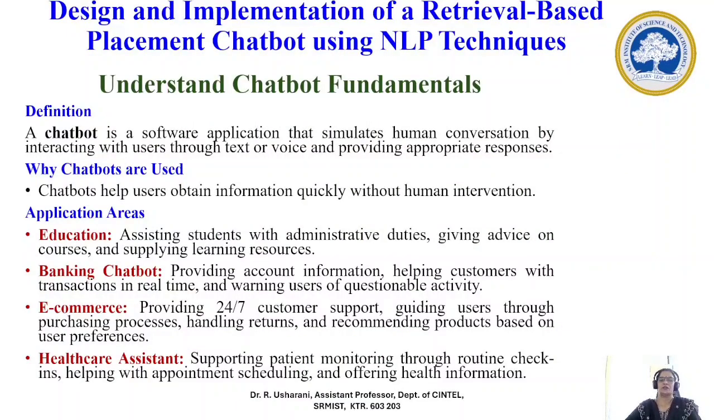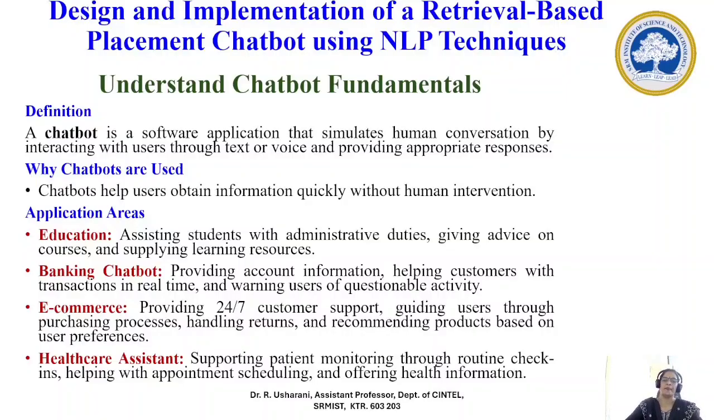A chatbot is a software application that simulates human conversation by interacting with users through text or voice and providing appropriate responses. Why are chatbots used? Chatbots help users obtain information quickly without human intervention. There are many application areas using chatbots, like education, banking sectors, e-commerce, and healthcare sectors.